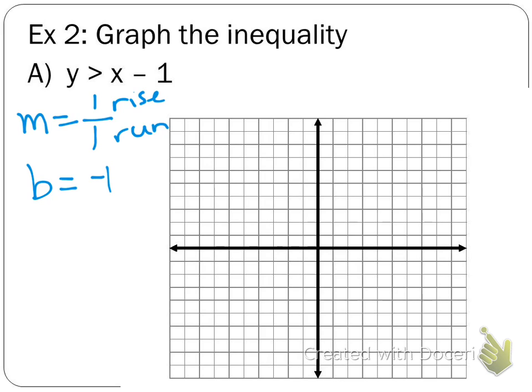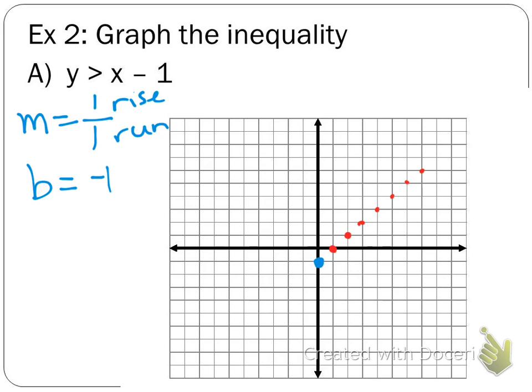Okay, so I am going to go down 1. I'm going to put a point. From that point, I am going to rise 1, run 1, rise 1, run 1. 3 points is great. 4 points is better. 5 points is better. I mean, the more points, the better. Okay, anyway, you guys see the gist of it, right?